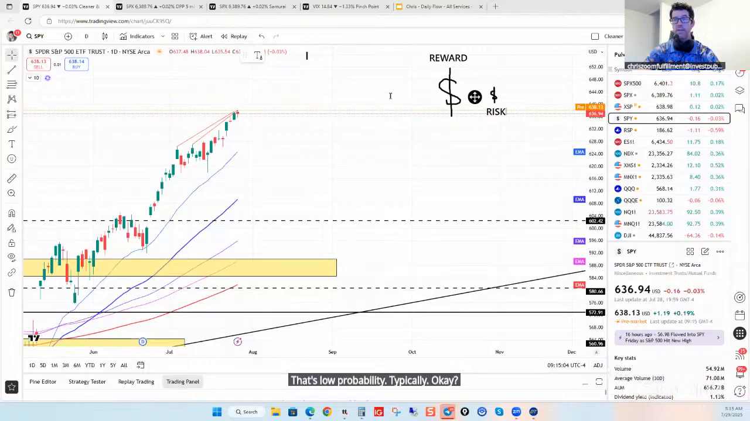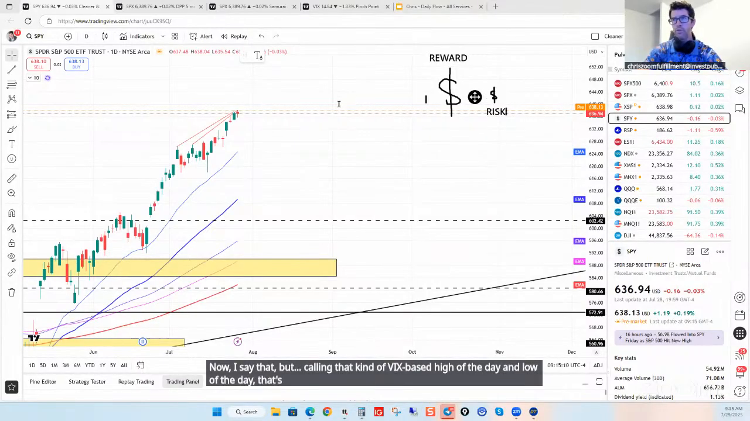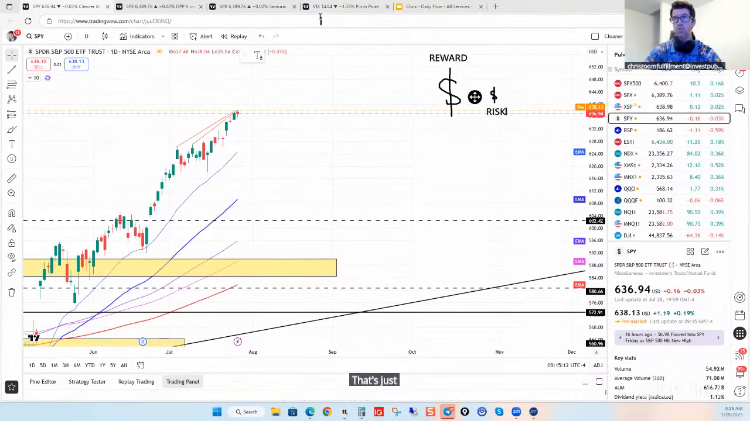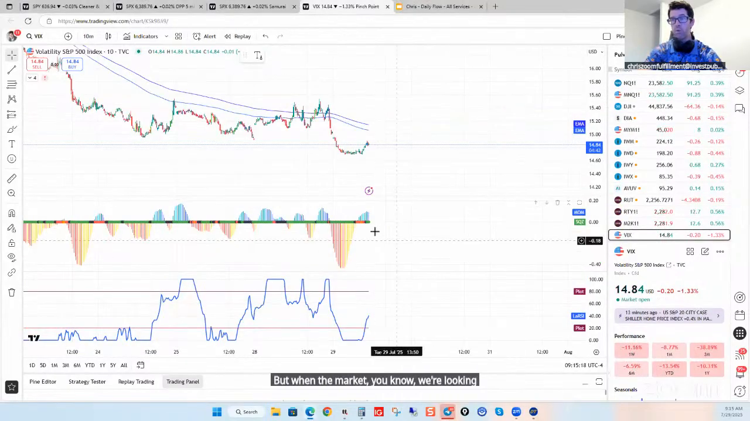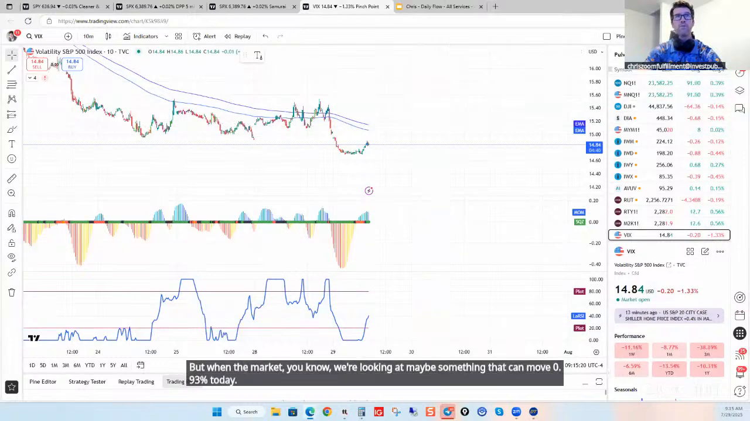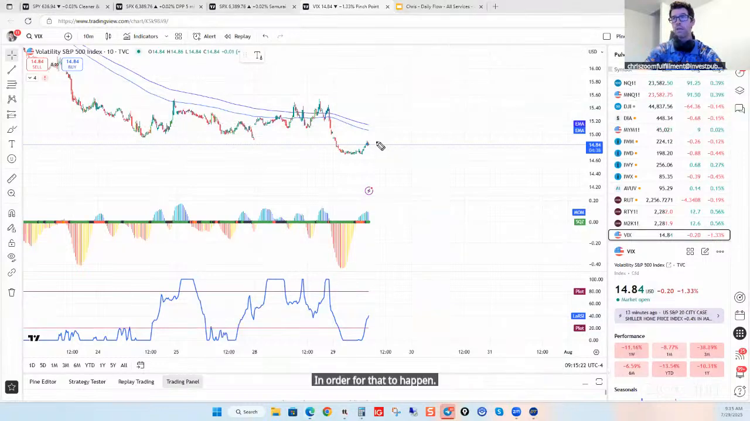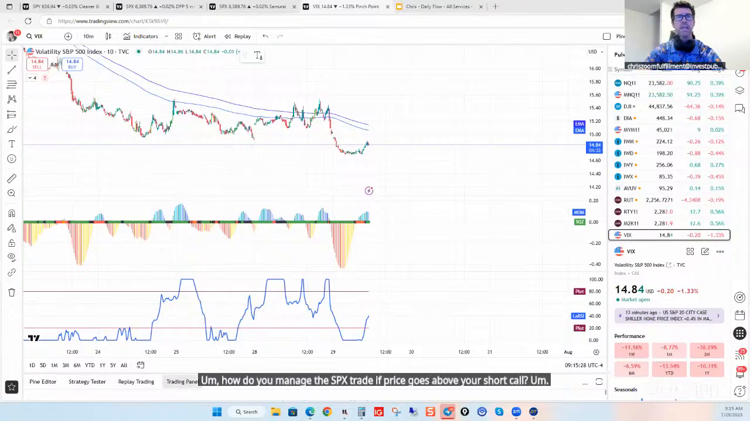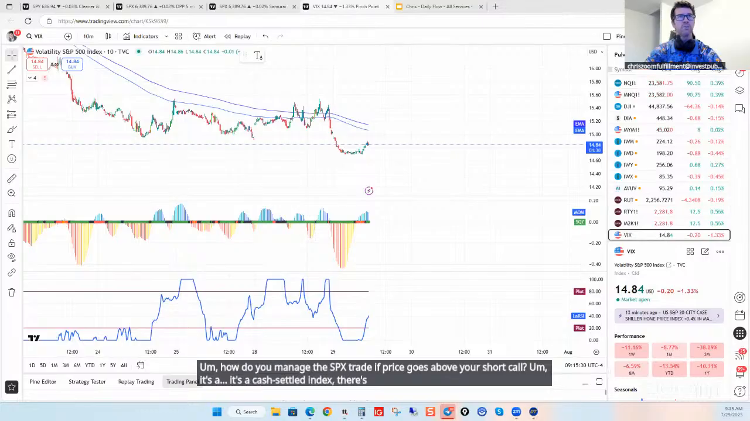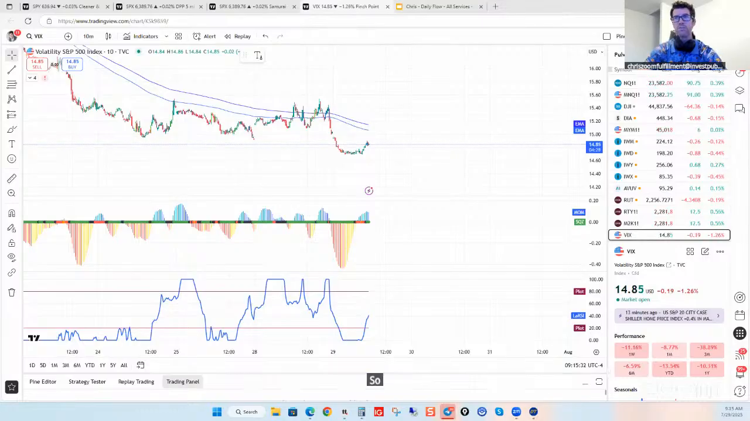Now, I say that, but calling that kind of VIX-based high of the day and low of the day, that's not a low probability trade. That's just being patient because we don't see that hit very often. But when the market, we're looking at maybe something that can move 0.93% today. In order for that to happen, okay, how do you manage the SPX trade if price goes above your short call? It's a cash settled index. There's no assignment risk, so it just settles, right?